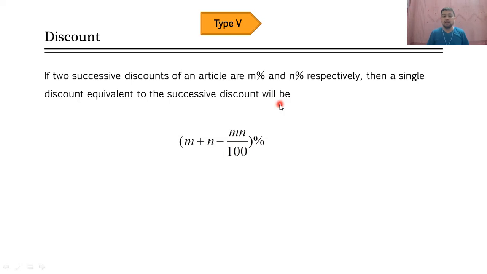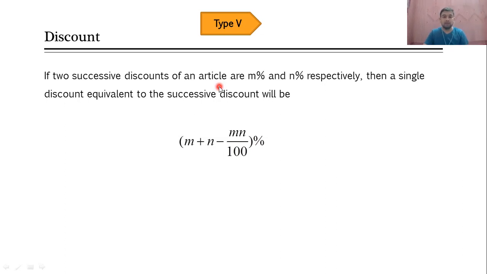Rupees 20. That means 50 minus 20, it will be how much? 30. That means, see, if there are two successive discounts, let's say on a 100 rupees article. First discount is 50%. Second discount is 40%. That does not mean 50 plus 40, that a 90% discount is there.